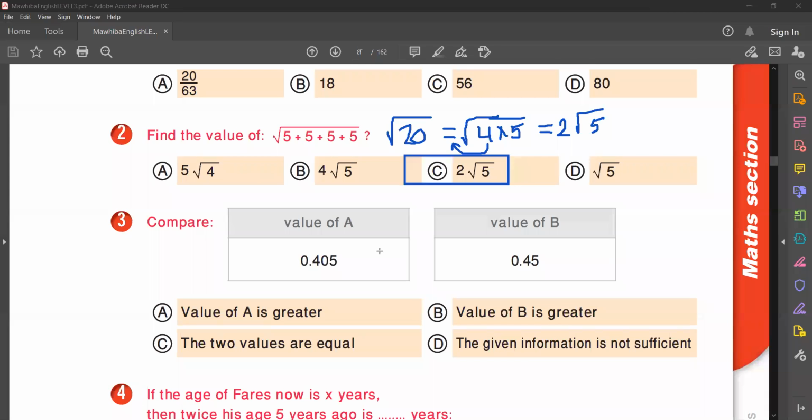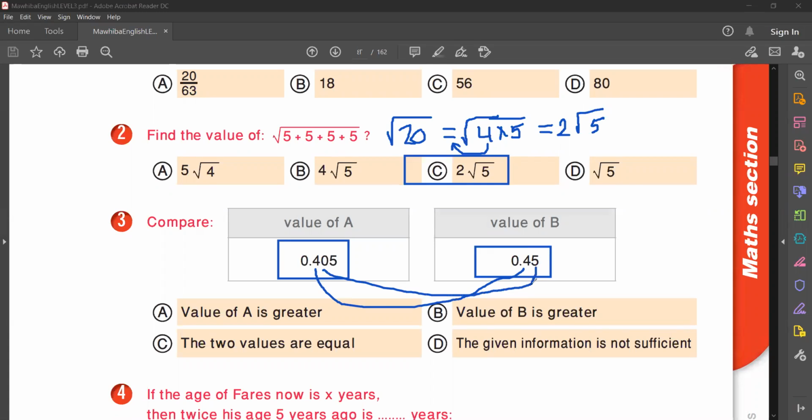Number 3, compare between two values. We have two values, and I want to know which one is greater. Now I have 0.405 and 0.45. Which value is greater than the other? When you compare two values, you compare the first digit after the decimal point. Here we have 0 and here 5. So the second one is greater than the first one. So the value of B is greater than the value of A.